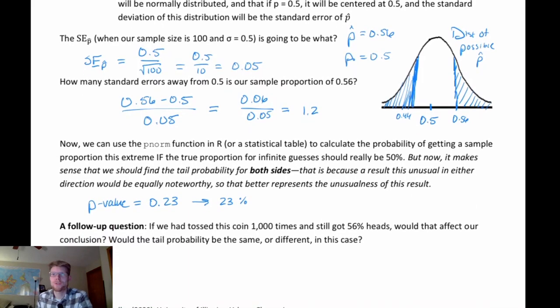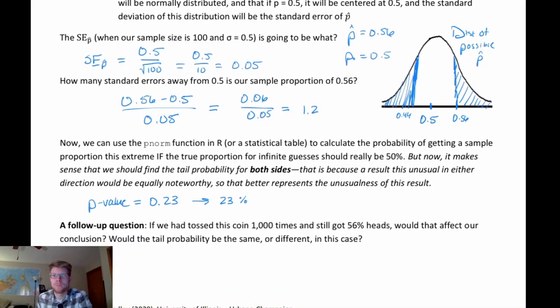A follow-up question for you, which I sort of mentioned a minute ago. If we had tossed this coin 1,000 times and still got 56% heads, would that affect our conclusion? Would the tail probability be the same or different? So feel free to pause and think about this, because this is an important question. But I will go ahead and answer it here.